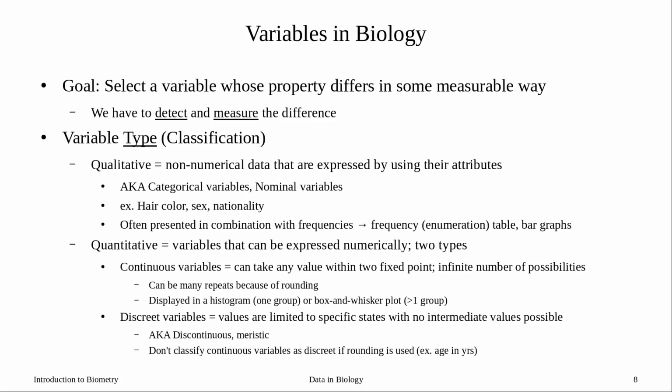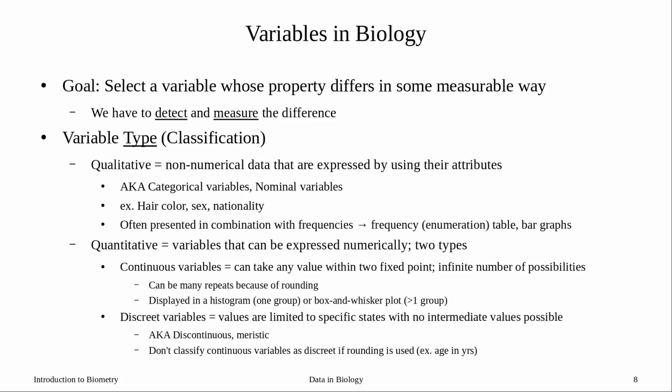When thinking about these variables, we can classify the variables by type and by scale of measure. So we'll start with variable type. This is just basically the classification of variable. We can have a qualitative variable or we can have a quantitative variable. Qualitative variables are non-numeric data expressed by using their attributes. These are also called categorical variables. They're also called nominal variables. You will hear me use both categorical and nominal variables throughout the course. Examples would be hair color, or sex, or nationality. These variables are just the attributes. They're the categories.